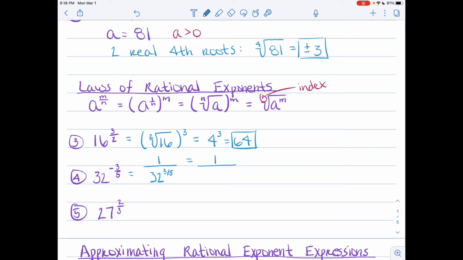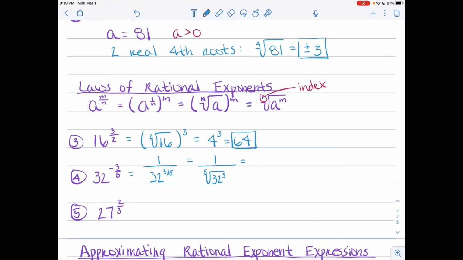So I can say that it's 1 over, and then do the 5th root of 32 and raise that to the 3rd power. Notice that this time I didn't bother putting the parentheses in there, and you don't have to do it, but you can if you want. All right, so now we want to evaluate the 5th root of 32 and raise that to the 3rd power.